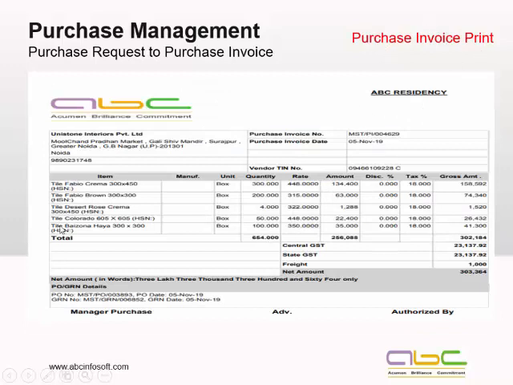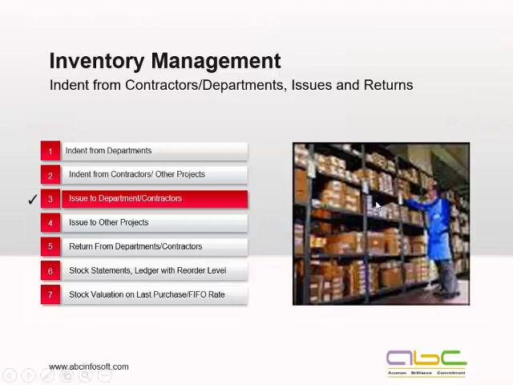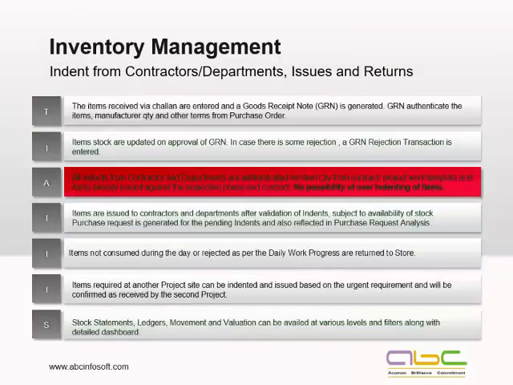Purchase invoice print, if you want to print, has complete details of the items, quantity, rate, amount, discount, gross amount, taxation, PO number, GRN number, everything would be there. Next, we move on to the inventory management part of it.